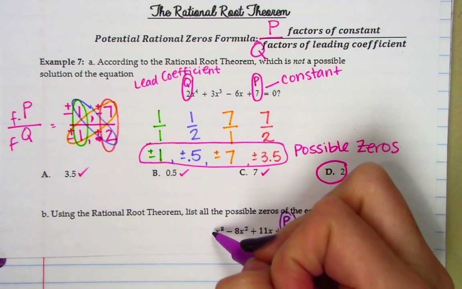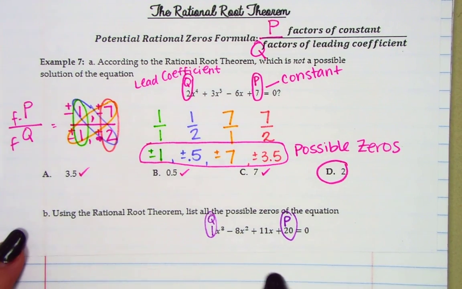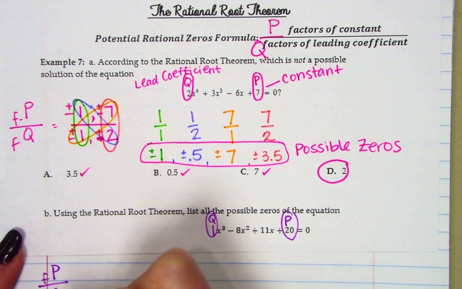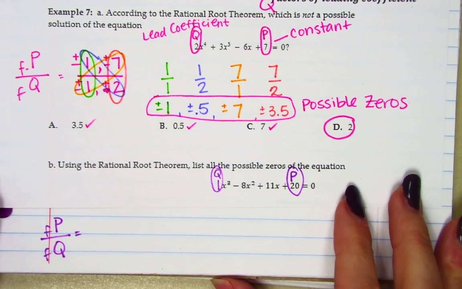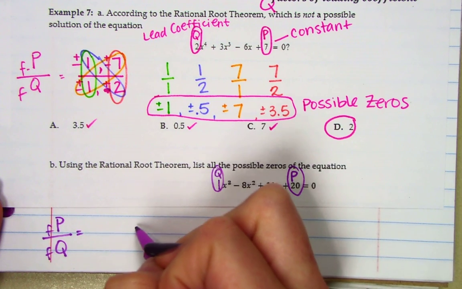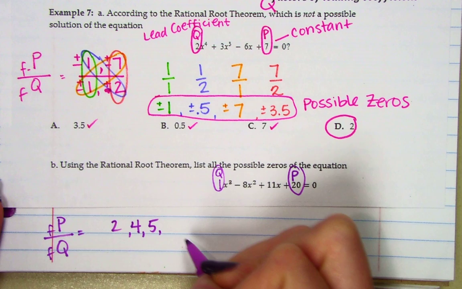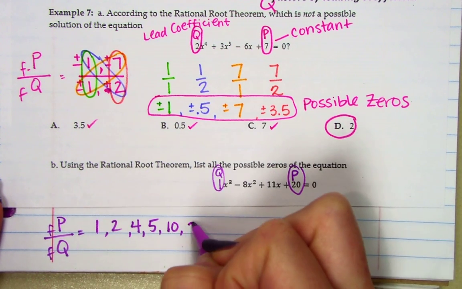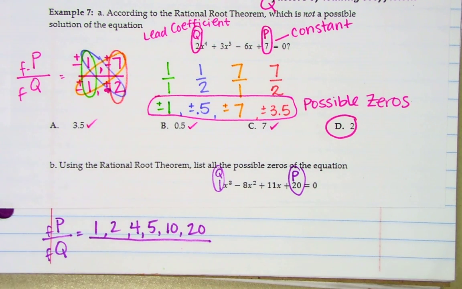1, good, the number in front of the x. So that's my q. All the factors of 20 need to go on the top because it's the factors of p divided by the factors of q. So what are the factors of 20? 5 and 4. I'm going to put them in order: 4 and 5. We forgot 2, 10, 1 and 20. Are there any other ones? Nope.